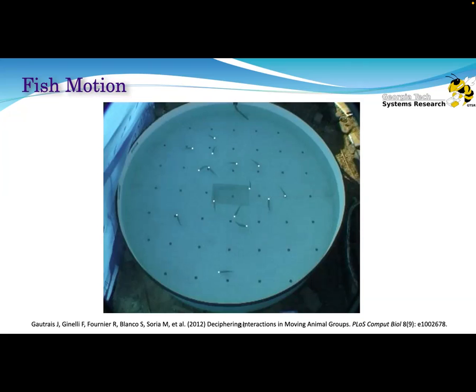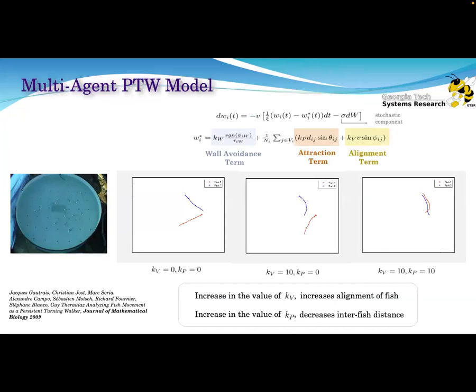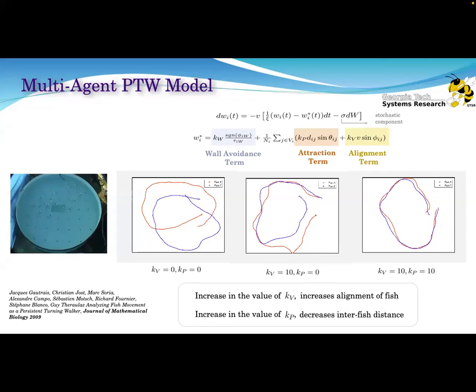Okay, and this is modeled. Data was collected by Gautreau's group, and they identified a model called the persistent turning walk model, PTW model, for swarms of fish. And there are more stories about how this PTW model works. But if you look at the first line of the equation, there is this random term telling you how the angle changes, the randomness of how the angle changes.